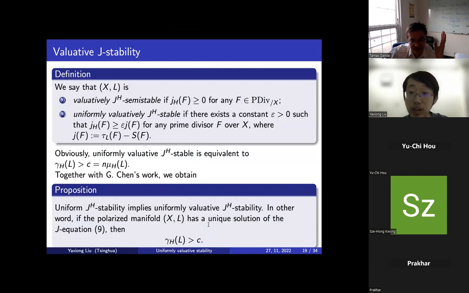Maybe you said it already, but I have to ask. Is the other direction known? The converse direction. I cannot show the converse direction. Okay, but do you expect it? Yeah. Okay, thank you. That was my question. Okay.